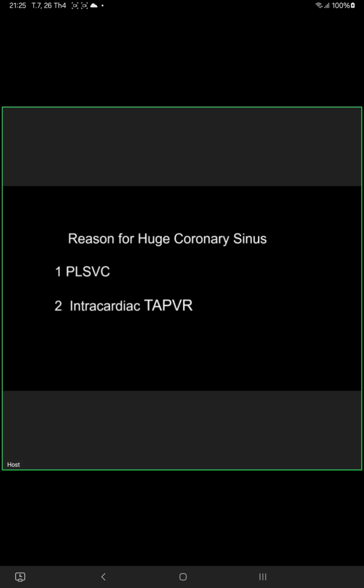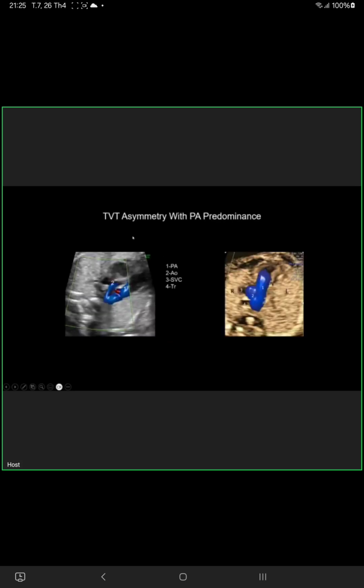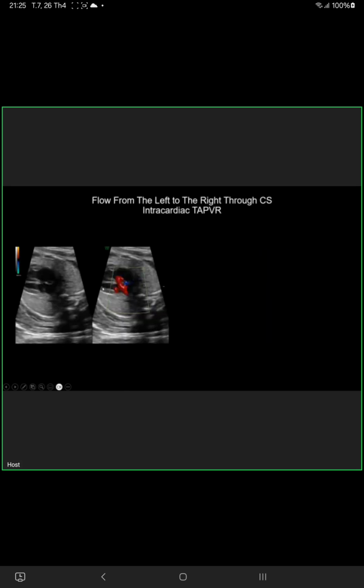Two reasons I know for huge coronary sinus. It was coronary sinus, dilated coronary sinus. One of them, the persistent left superior vena cava, entry to this coronary sinus, and the second one, intracardiac total anomalous pulmonic vein return. In the three vessels, I did not see persistent left superior vena cava, so I have the second option. It's normal three-vessel view, without persistent left superior vena cava.